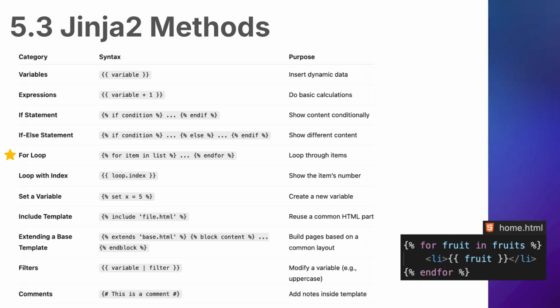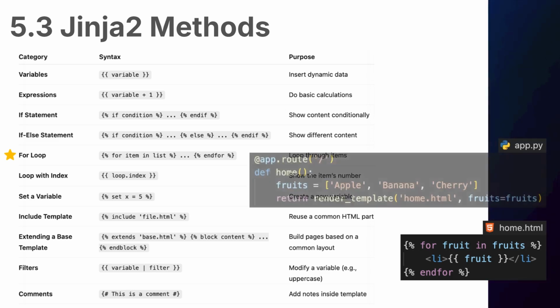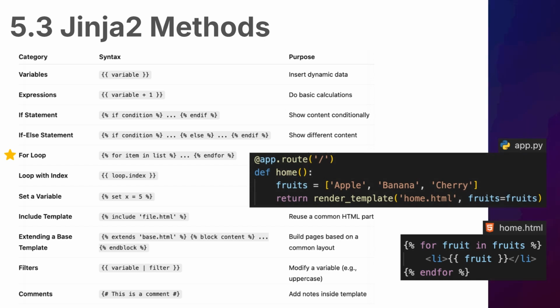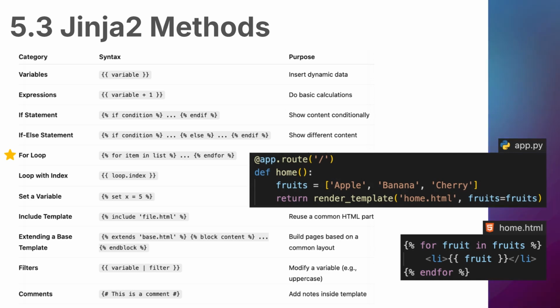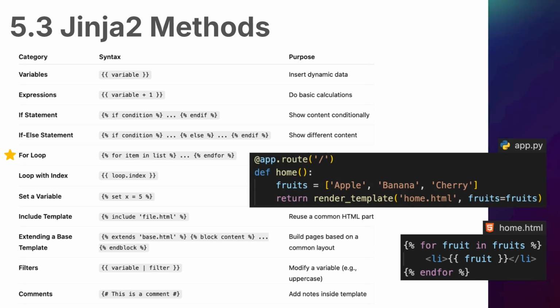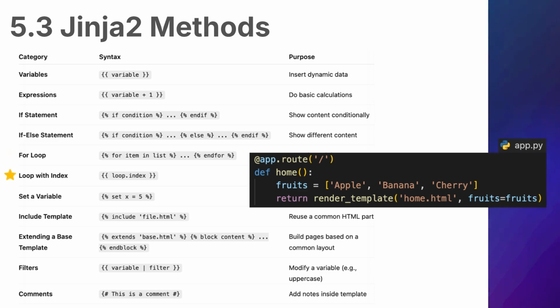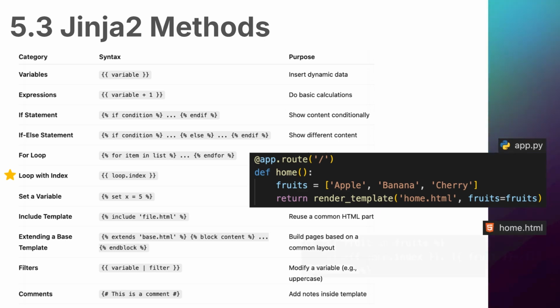But first, send the list of fruits from the main Python file to the template. It looks like this, passing the fruits list. Then Jinja2 loops through the list and creates one list item for each fruit. The web page will show apple, banana, and cherry. If you want to show the index number, you can use loop.index like this.